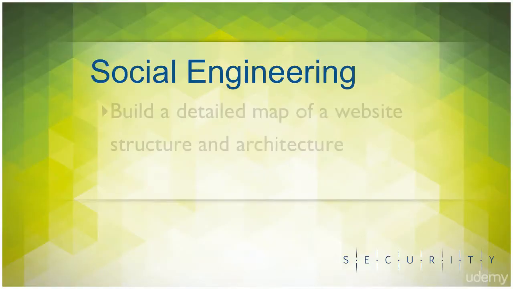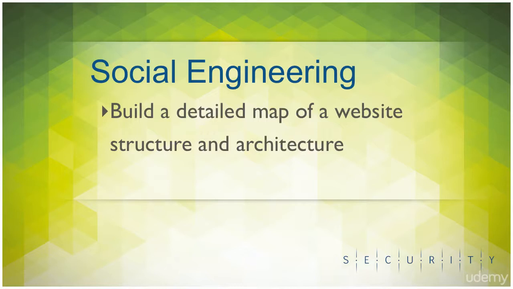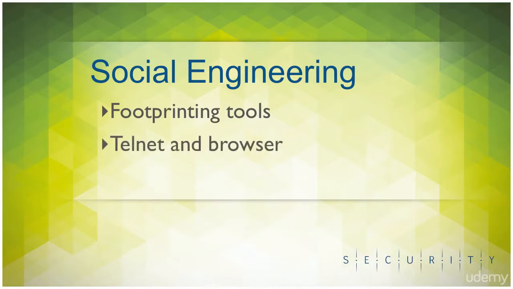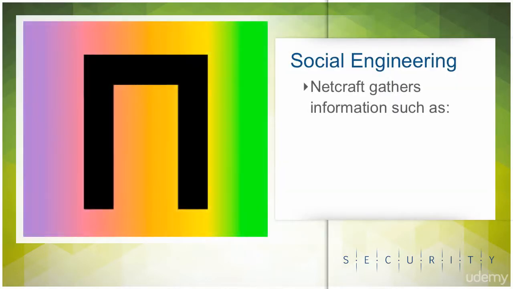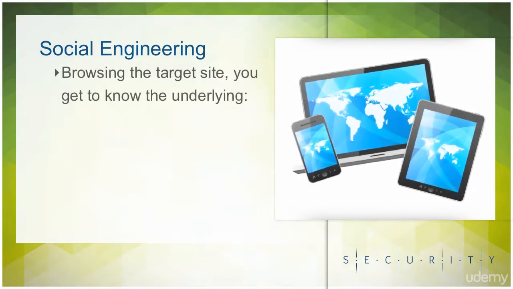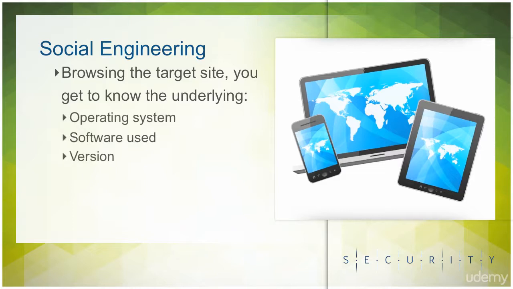Companies' websites provide quite a lot of information. You may not be detected by the IDS nor your activities logged. An attacker can potentially build a detailed map of a website structure and architecture. You can use footprinting tools to help you with this. You can even use utilities that come with the OS, such as Telnet and Browser. Right. And in addition, you can use Netcraft to gather website information such as an IP address, a registered name, and domain details. And by browsing the target site, you can get to know the underlying operating system, the software used, and even the version of that software.